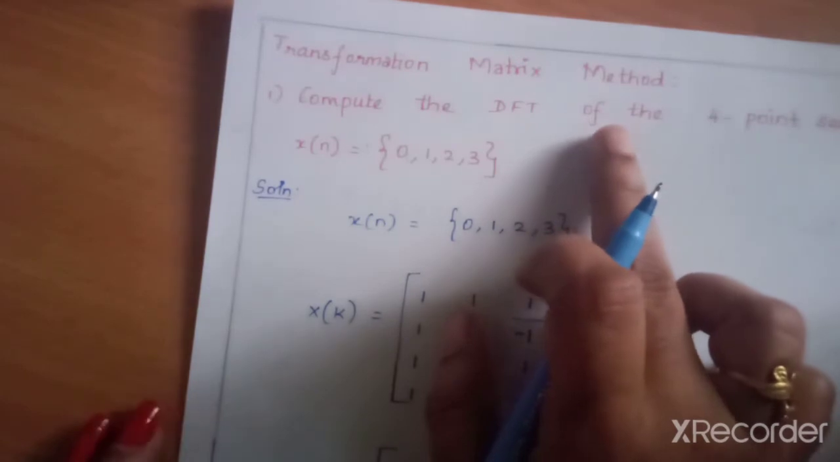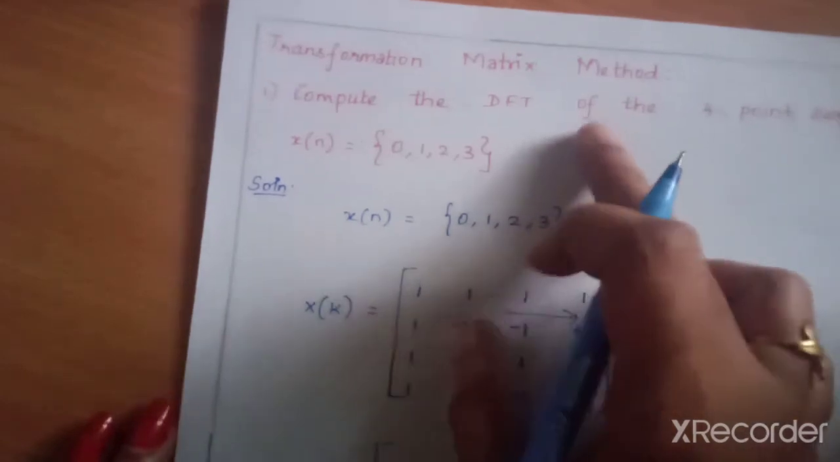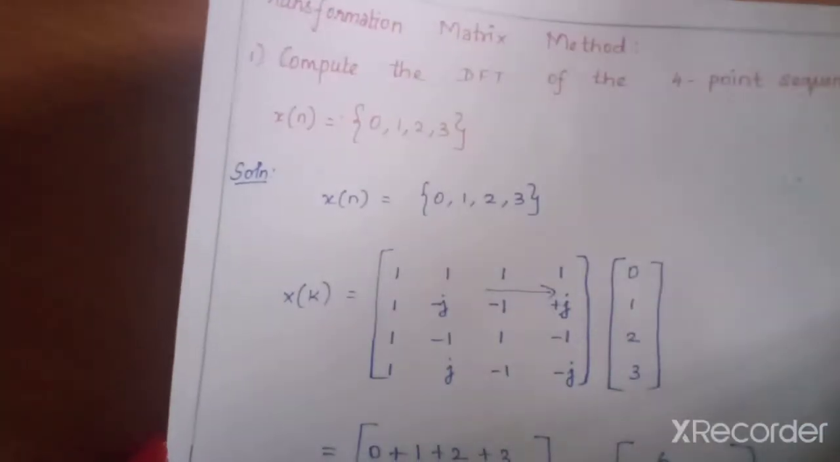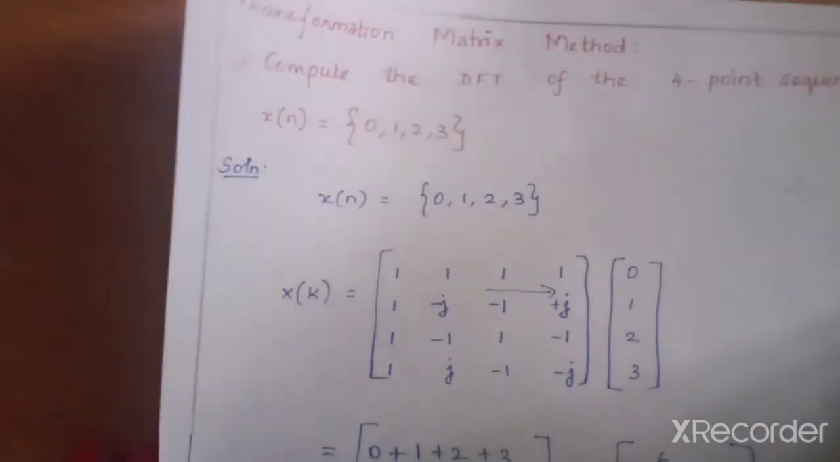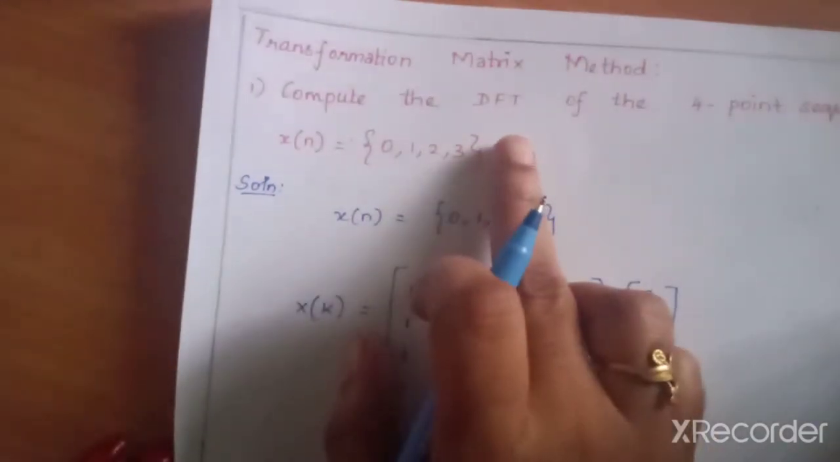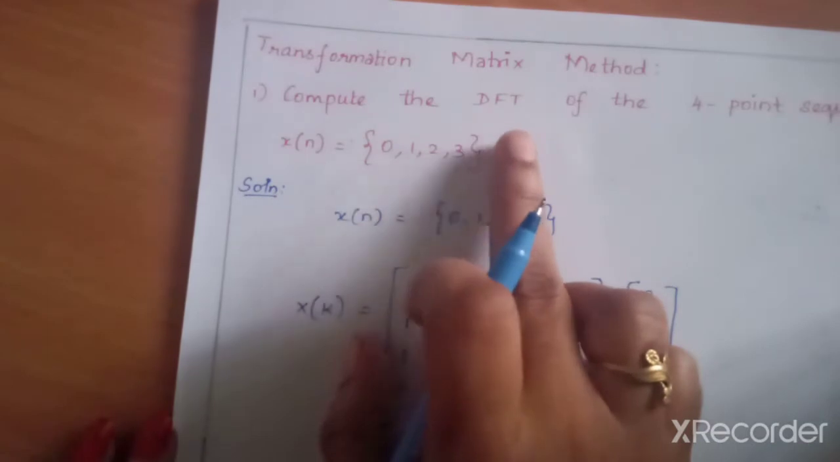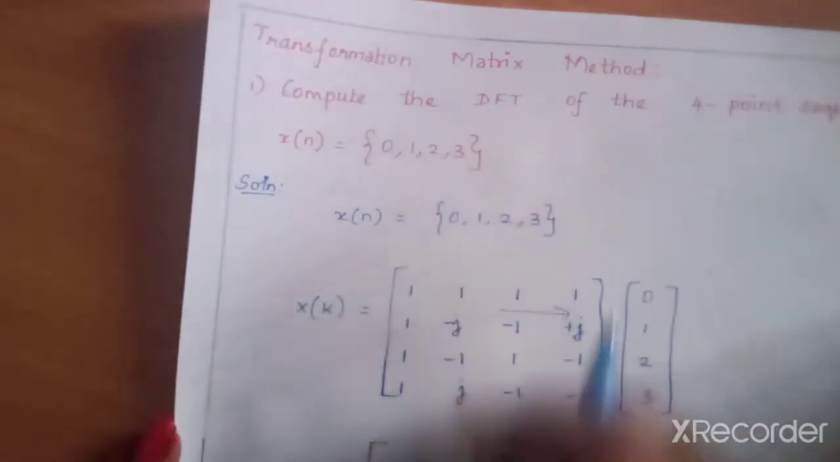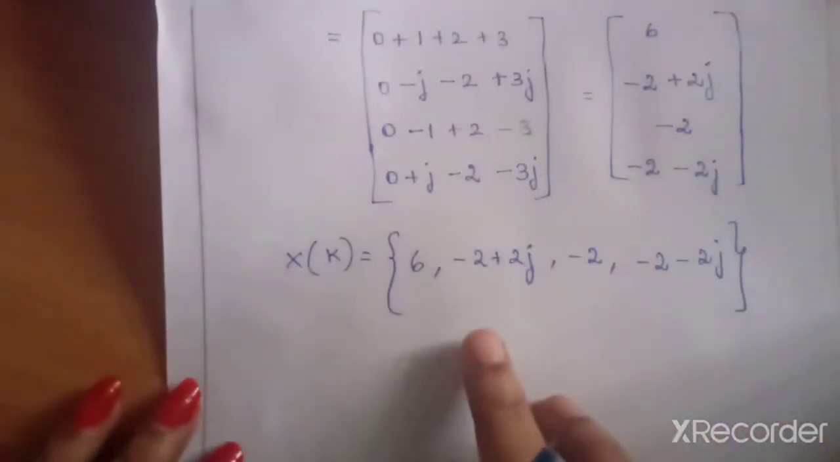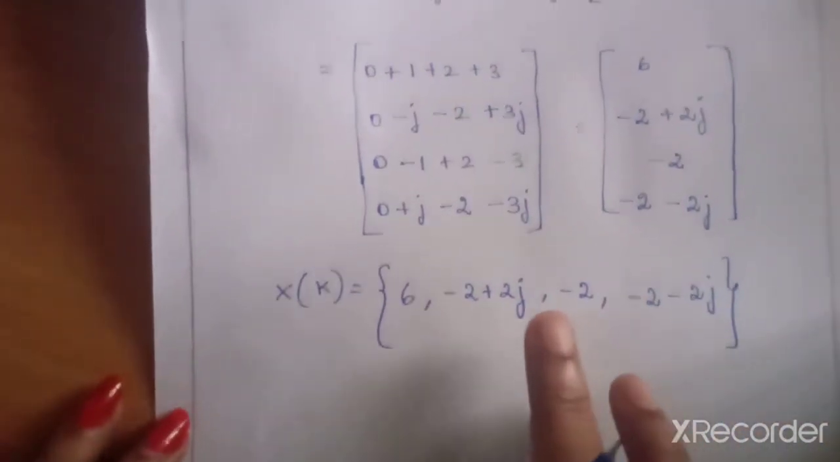If the problem is given in a 2 mark question, then you have to solve by using the transformation matrix method, or if the question says that you have to solve using the transformation matrix method, you can use this method. You can also check whether the answer is correct or not by using a calculator.